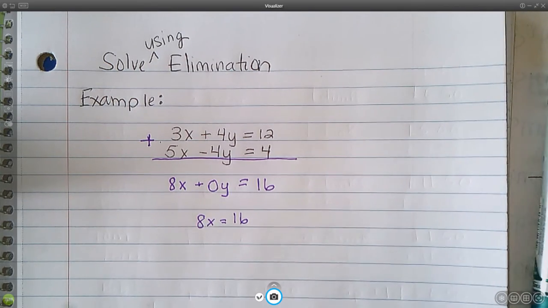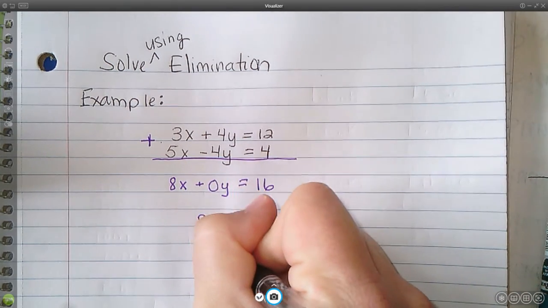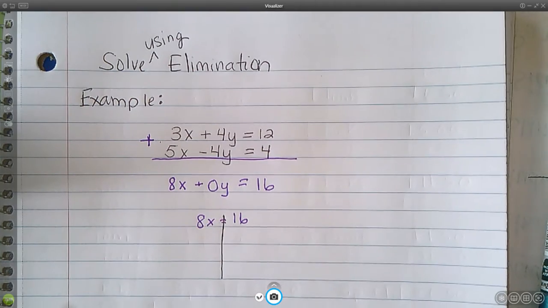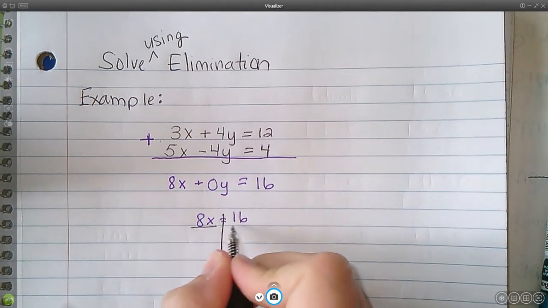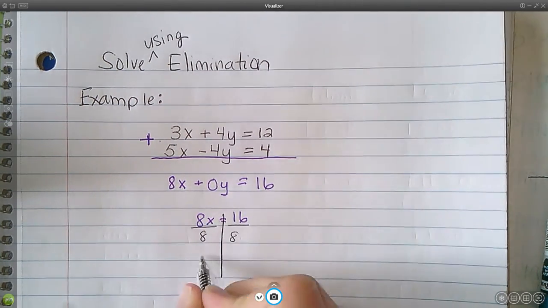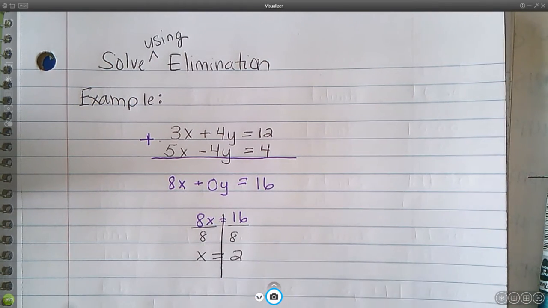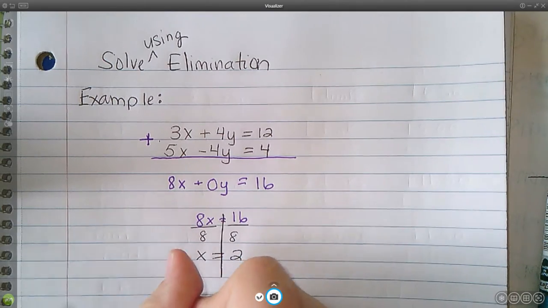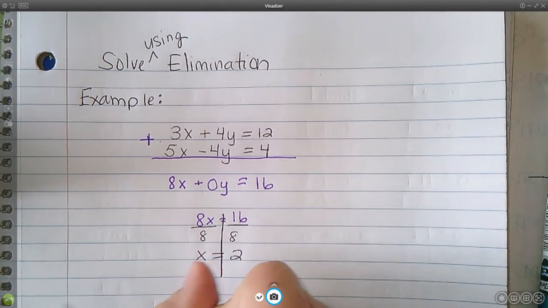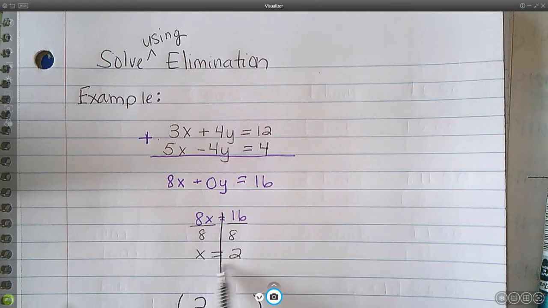And how do I solve for x? Well, I just draw the line down and divide both sides by 8. I end up with x equals 2, and I have my x coordinate. Remember, you always write your answer as a coordinate pair. So I already know that my x is 2.